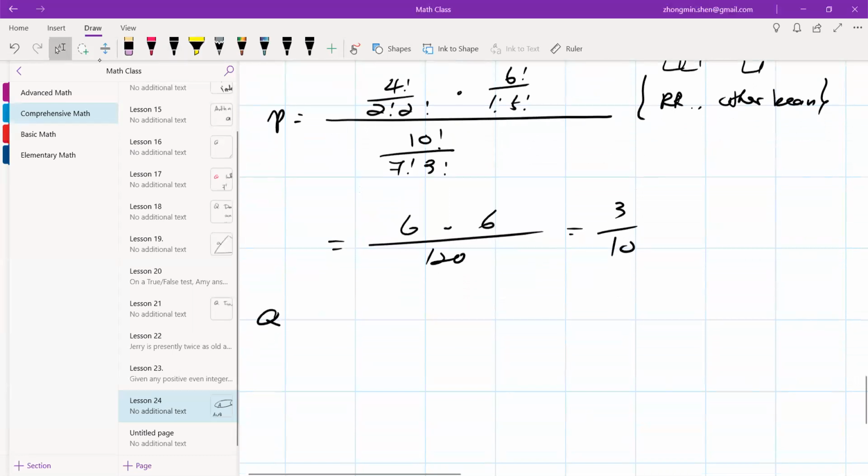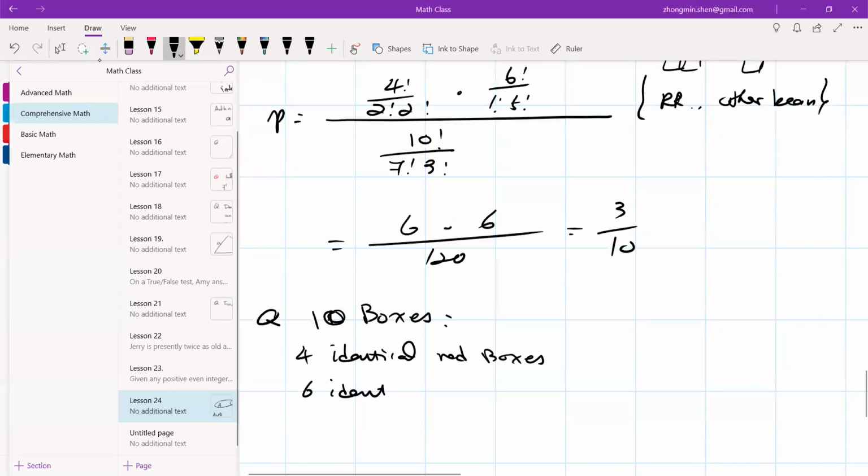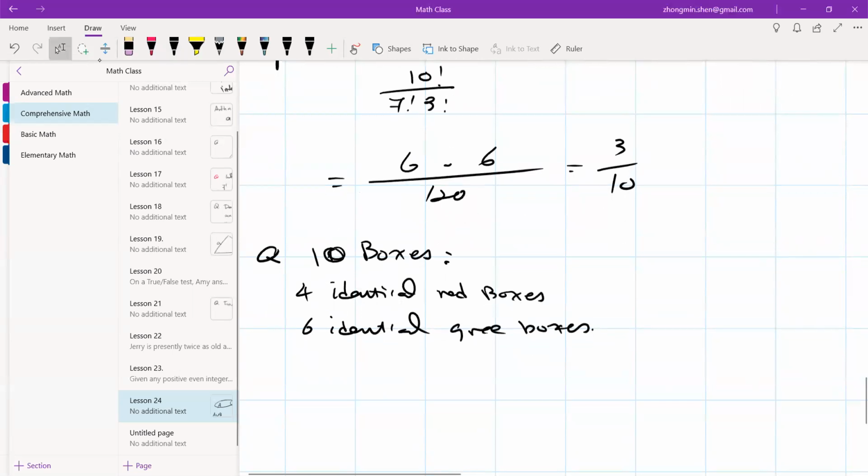So there are 10 boxes. Among them are 4 identical red boxes and 6 identical green boxes. Now, if you put them in a row so that no red boxes are next to each other, how many arrangements can you make?